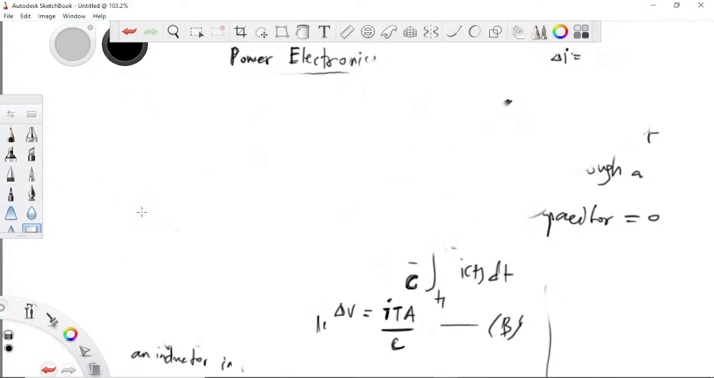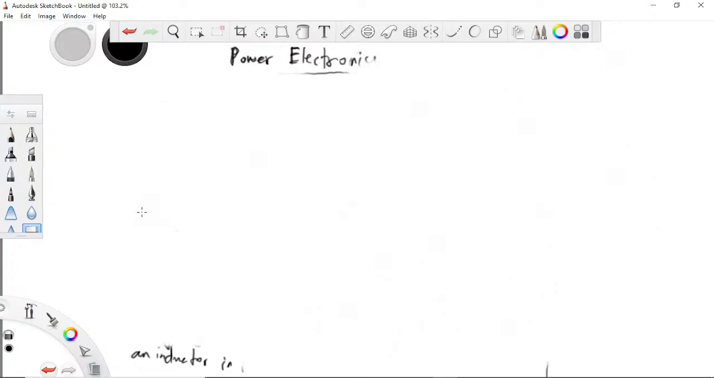So let's move on. These four things we've seen are called the four important rules in power electronics. The change in I is equal to voltage-time area over L. The change in V is current-time area over C. The average voltage across an inductor is equal to 0. And the average current through a capacitor is equal to 0.